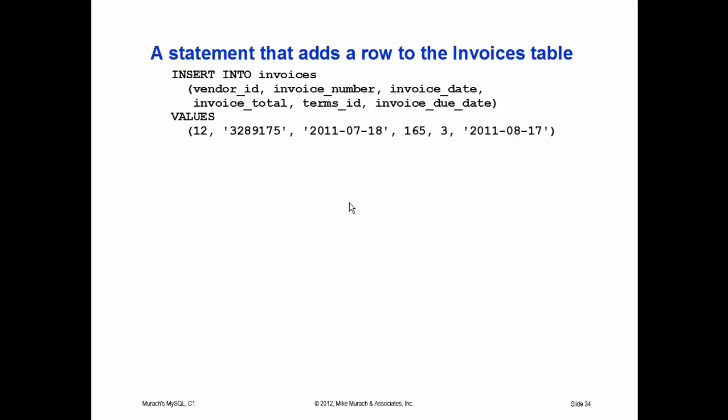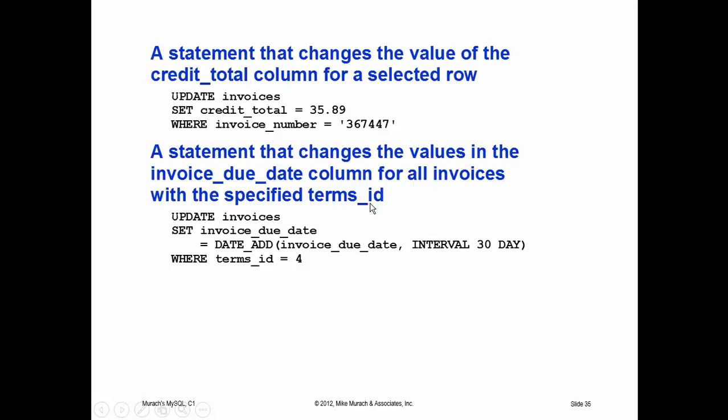Here's how we can add. So this adds a record to the invoices table. So this says we've got vendor ID, invoice number, invoice date, invoice total, terms ID, and invoice due date. 12 becomes the vendor ID. 3289175 becomes the invoice number. 2011-07-18, that becomes the invoice date. 165 is the invoice total. 3 is the terms ID. And 2011-08-17 is the invoice due date. You'll notice that some of these fields are in quotes, which means they're strings, and some of these fields are not in quotes, which means they're just straight number fields.